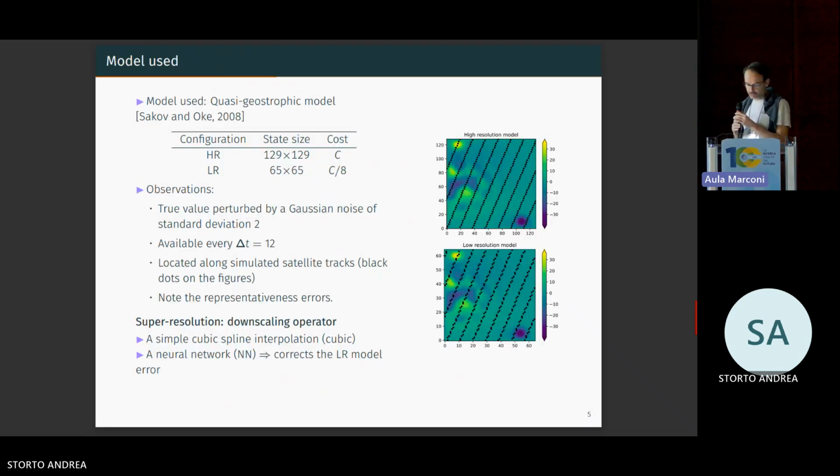One question is, for the super resolution step, we have the choice between two downscaling operators. The first one is a cubic spline interpolation operator, which we will refer to as cubic in the following, and the second is a neural network, which we refer to as NN, and which has properties derived from how we trained it, to correct to some extent the low-resolution model error.